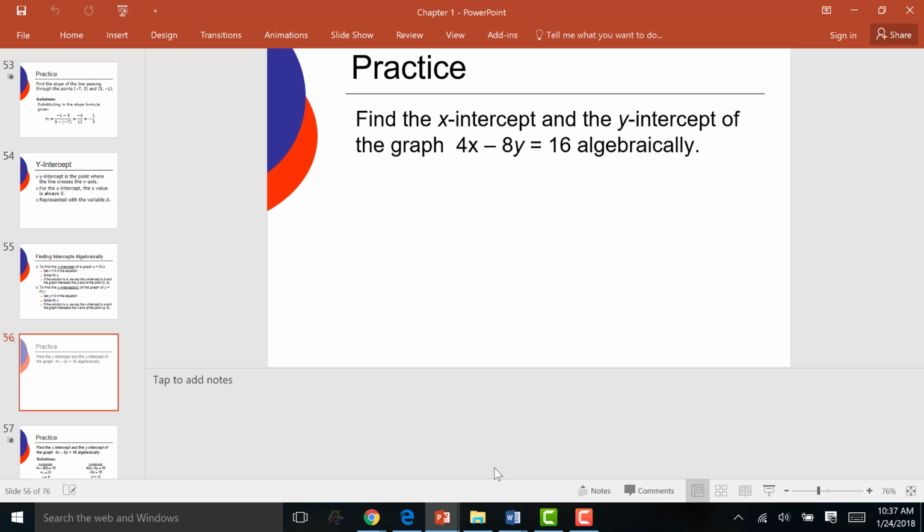I want to get y by itself. What should I divide both sides by? Negative 8, okay. So what's 16 divided by negative 8?